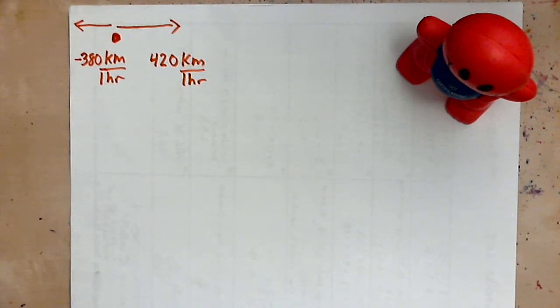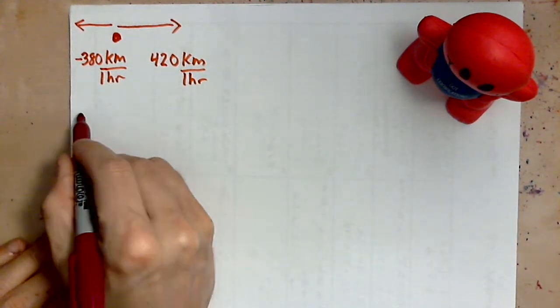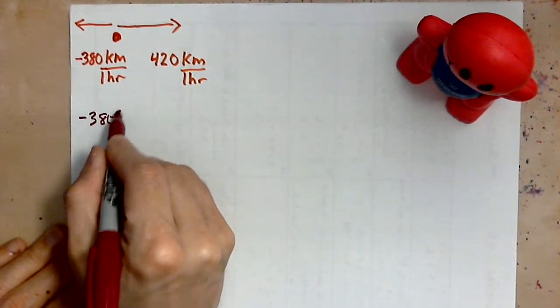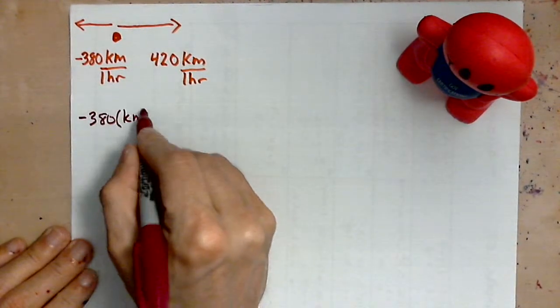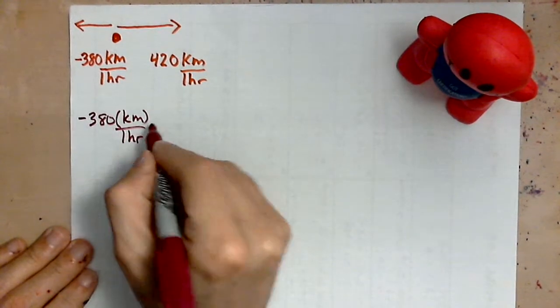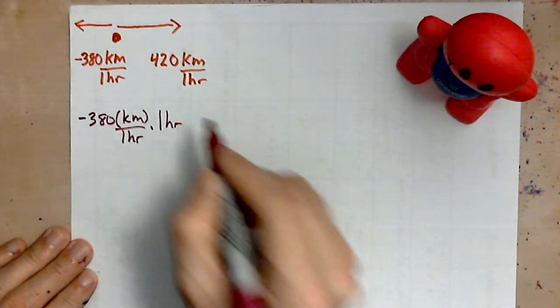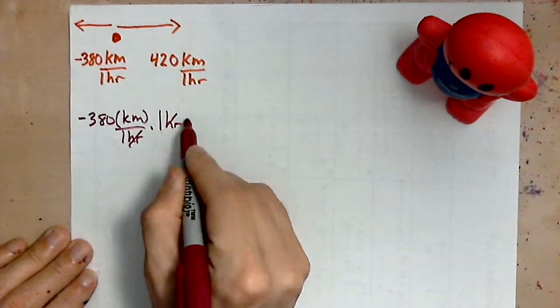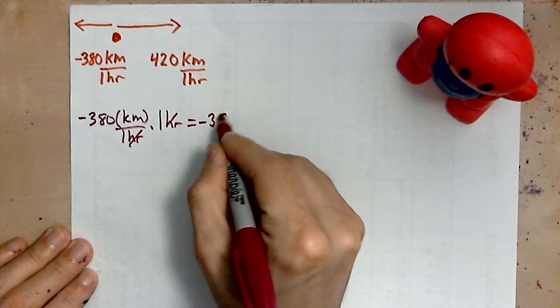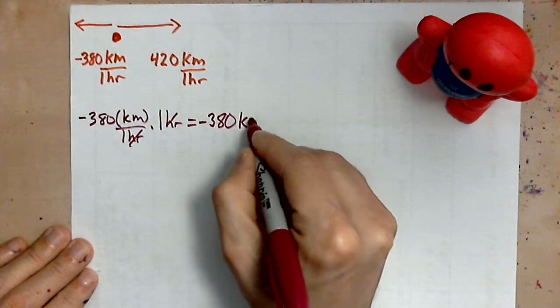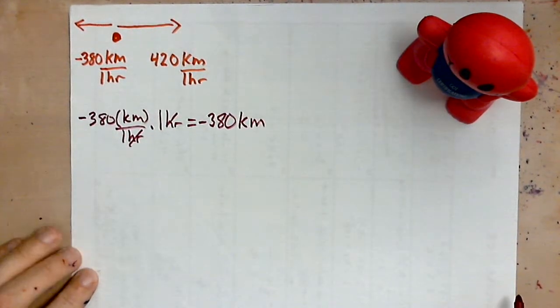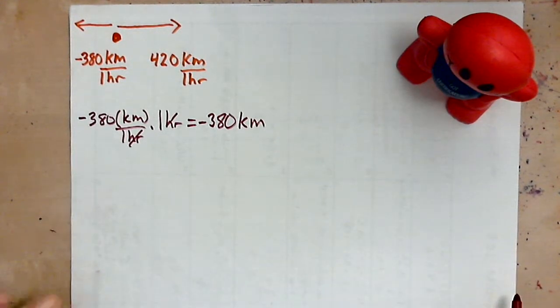So before we get into any equations, let's build up our intuition a little so we can understand what's happening more thoroughly. So what we have is the following. After 1 hour has passed, the guy on the left has traveled negative 380 kilometers per 1 hour times 1 hour of motion, okay? Cancel the hours, and all that remains is negative 380 kilometers. That's how far he is left of the starting point.